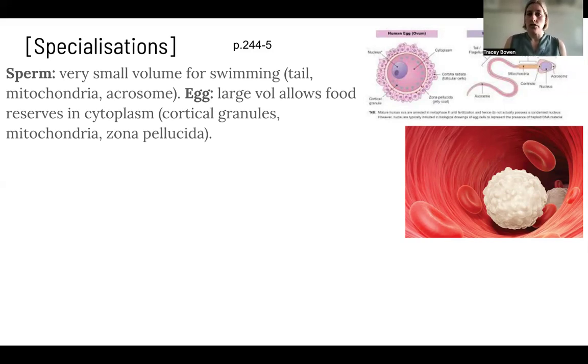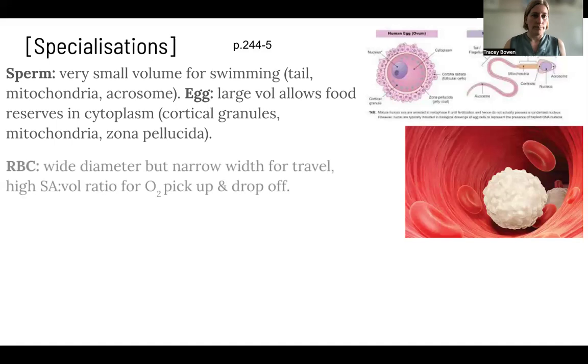And the egg has large volume, which allows for food reserves in the cytoplasm for the growing cells to use. Also, it has something called cortical granules, and these will produce proteins that would seal up the zona pellucida, which is on the outside part of the egg, and that would prevent multiple sperms from getting inside. They also have a lot of mitochondria.